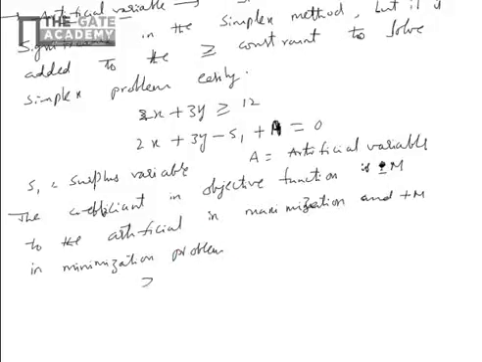Suppose in the above problem Z max equal to 4x plus 7y, then you can write it as Z max equal to 4x plus 7y plus 0 s1 minus M a, that is a modified objective function after introducing slack and artificial variable.